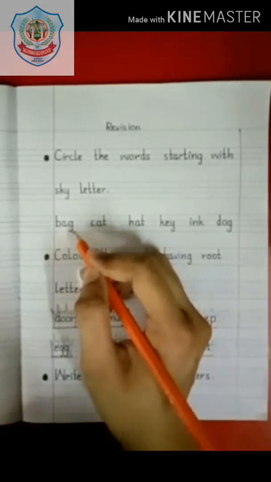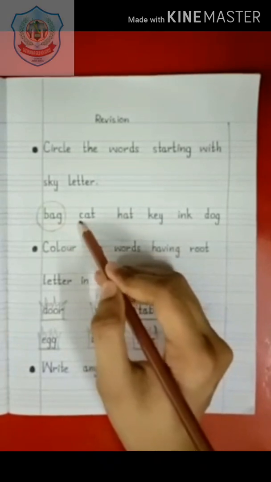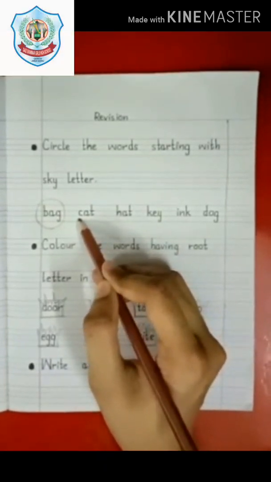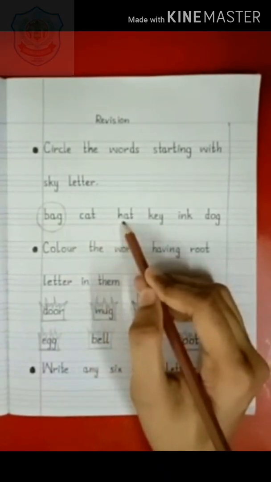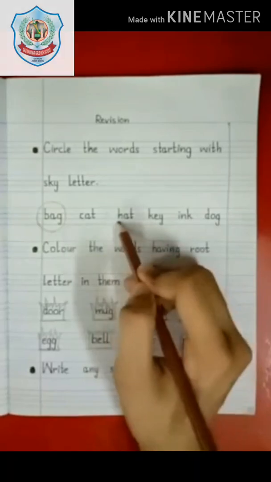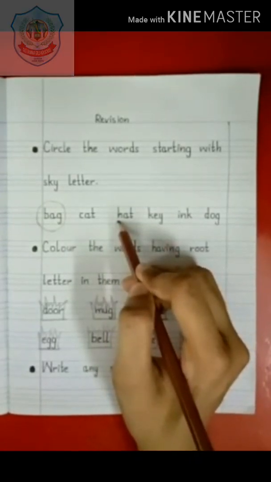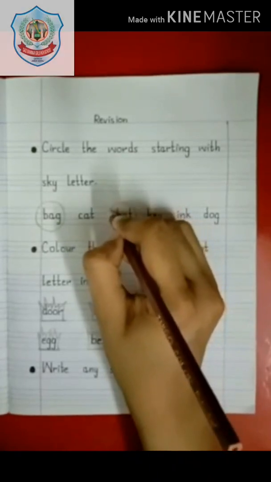Look at the next word. The second word is cat. Cat is starting with letter C. C is not sky letter. Look at the next word. The next word is hat. Hat starting with letter H. H is sky letter. So we circle it.